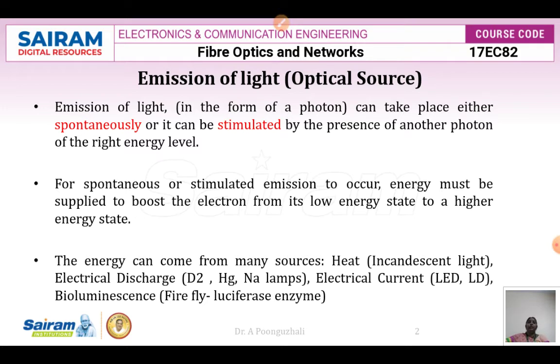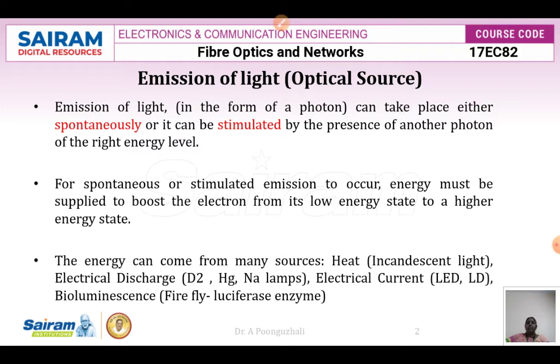That is, when a photon is incident on the electron, the electron can fall from the conduction band to the valence band. When the electron automatically falls after a certain amount of time from the conduction band to the valence band, that type of emission is called spontaneous emission. Or if your electron falls from the conduction band to the valence band by an incident photon, then we call that type of emission stimulated emission.